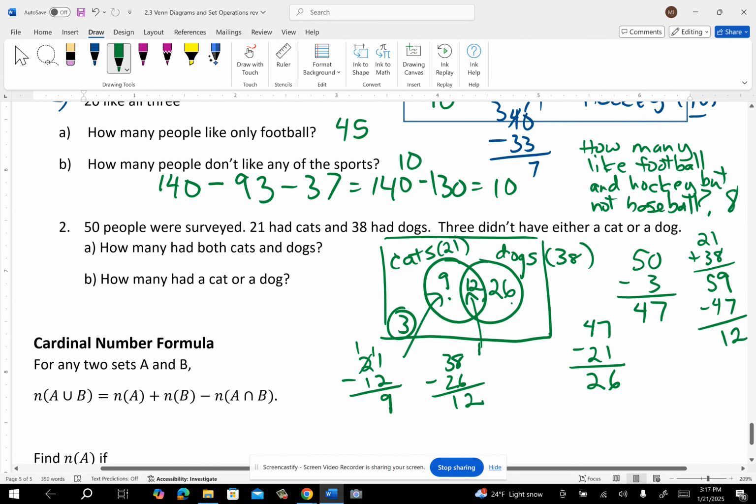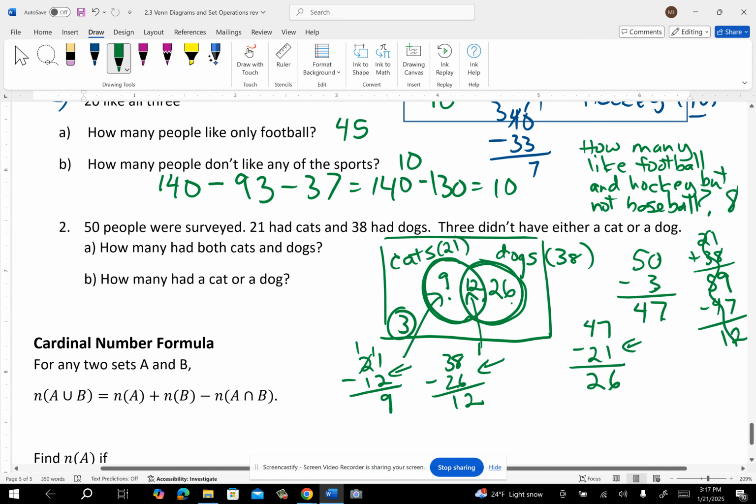I tried to approach it in a way that I think most people might think about it, which is 50, 3 that don't have either a cat or a dog, which means 47 left. And then that means the total of everything in a circle anywhere has to be 47. And so that's where I went from there. So I did this first, then I was able to get the middle, and then I was able to get the only cat side.